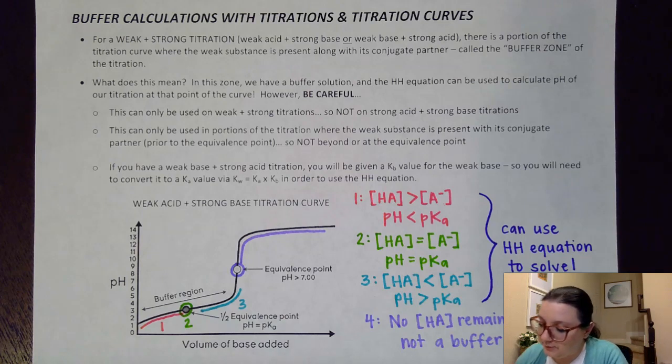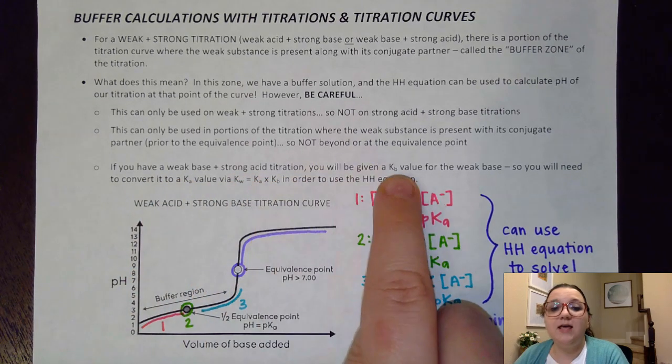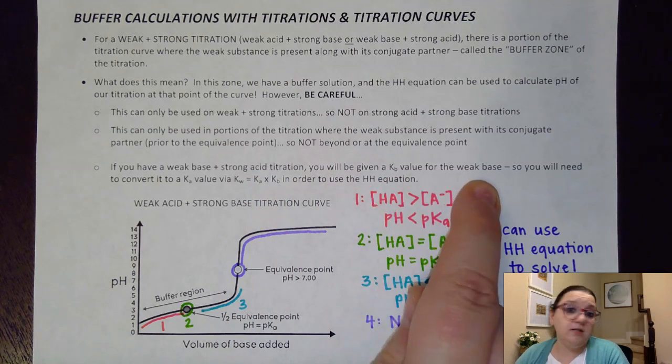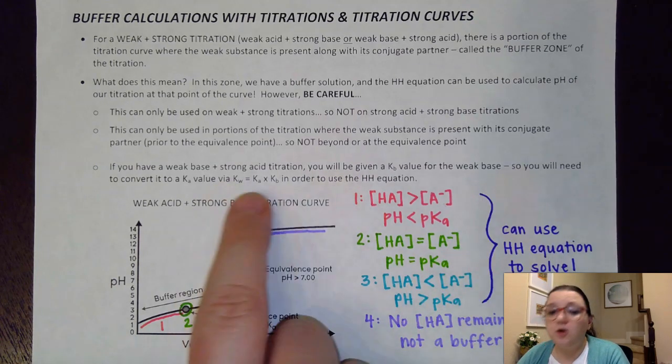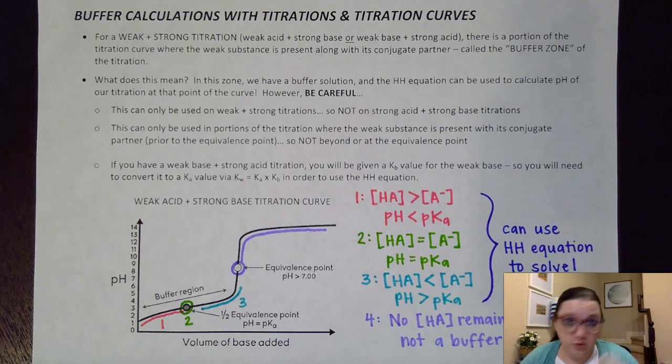Now, it says here, if you have a weak base plus strong acid titration, you will be given a Kb value for the weak base. And as we know, the HH equation does not use Kb, it uses Ka. So you do have to convert if you're doing a problem with a weak base. So you just have to be really careful if you are choosing to use the HH equation. My advice is to only use this equation if you are confident that you have a buffer solution on your hands. If you are not confident that you have a buffer solution, then don't do it this way.